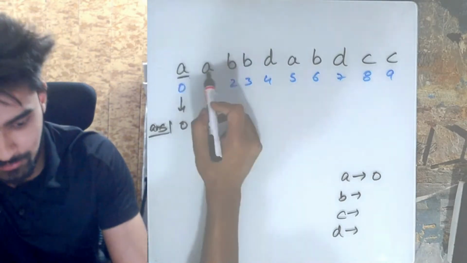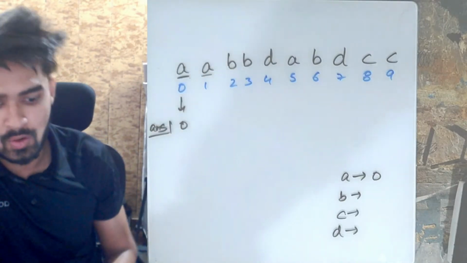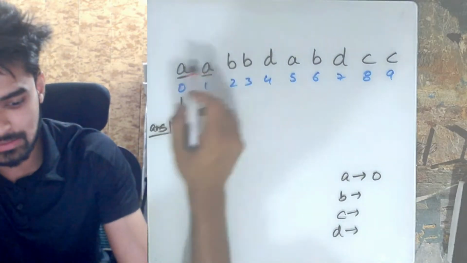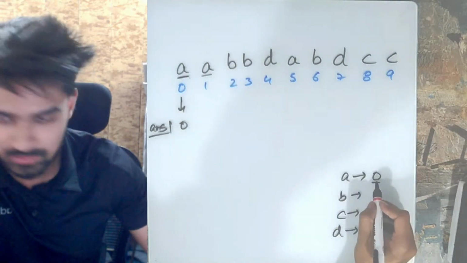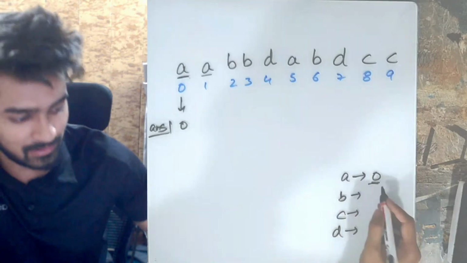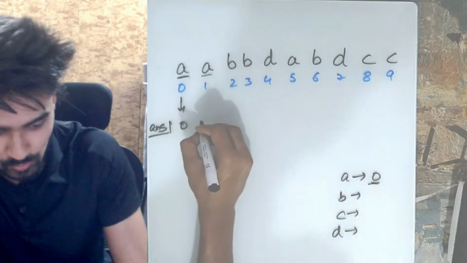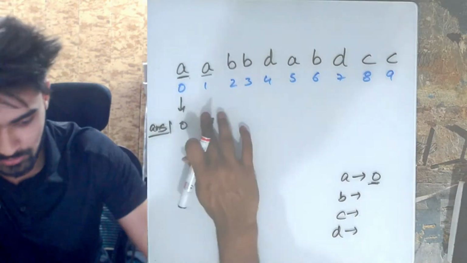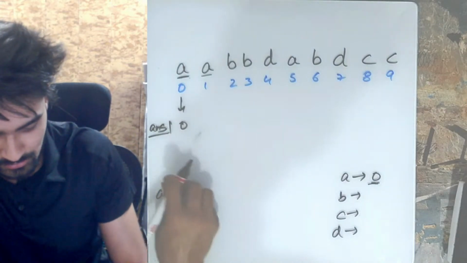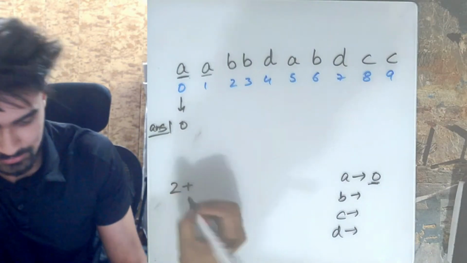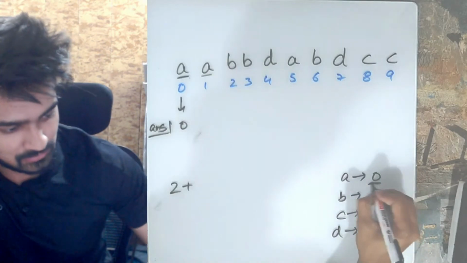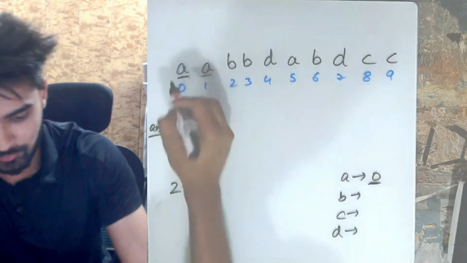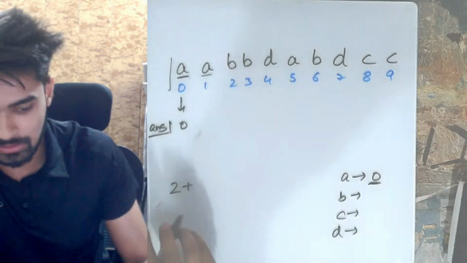Now, when we again come on to this A, we'll ask when was the last time we had an A. The last time we had an A was at index 0. Since we had an A before also, add 2. My current answer will be 2 plus the answer of the index before this index. Before this index we have nothing, so this 2 only. So write 2 here.